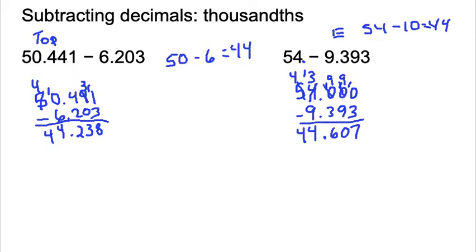So let's try a few more of these. Okay, so let's try this one here. So we end up with 47 and 2/10, but since this one goes out to thousandths, let's make this one go out too. So we'll go 200 thousandths, so 47 and 200 thousandths. Then we're going to subtract from that 6 and 307 thousandths.